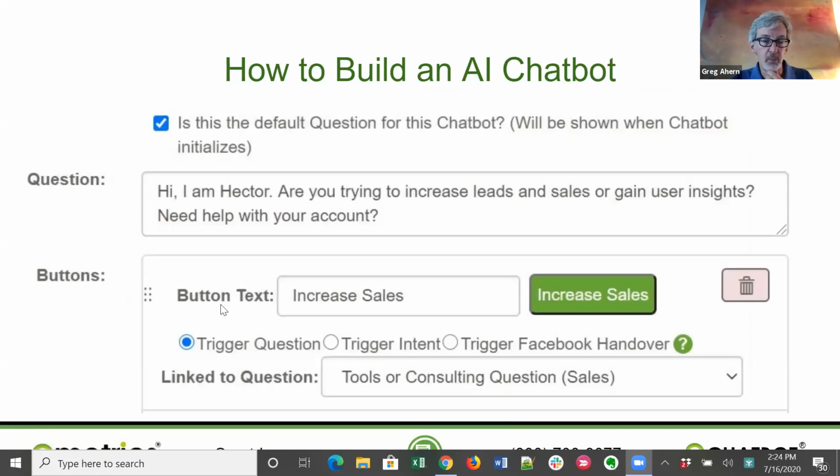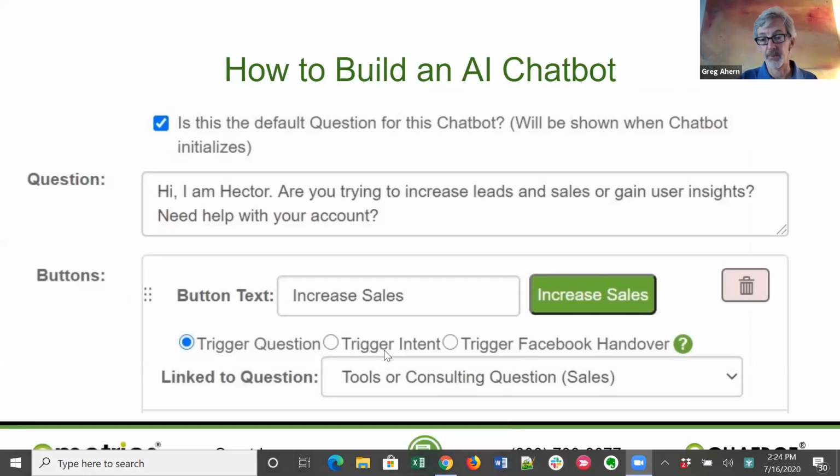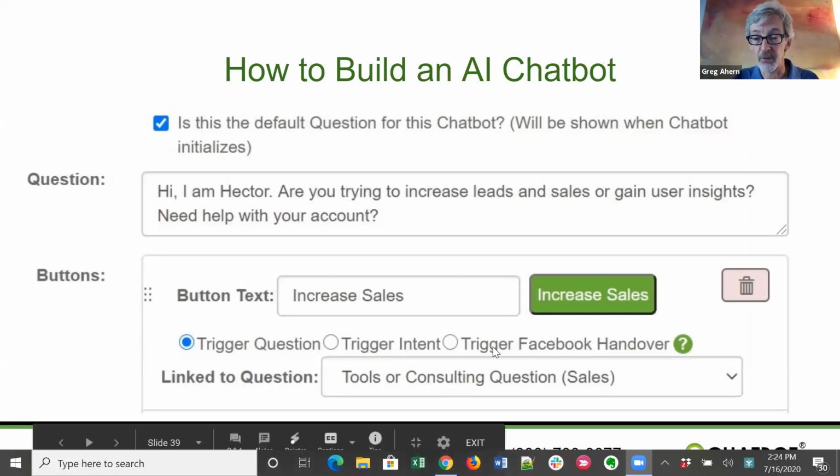So with each button, you have many different actions it can take. You can push them to another question, or you could push them to an intent that has other things attached to it. If this is going to be live on Facebook, then you might do a Facebook handover.